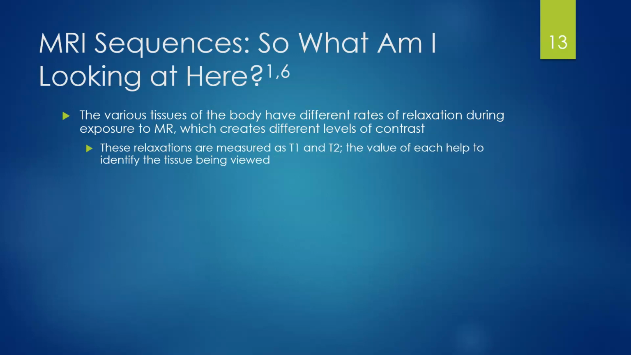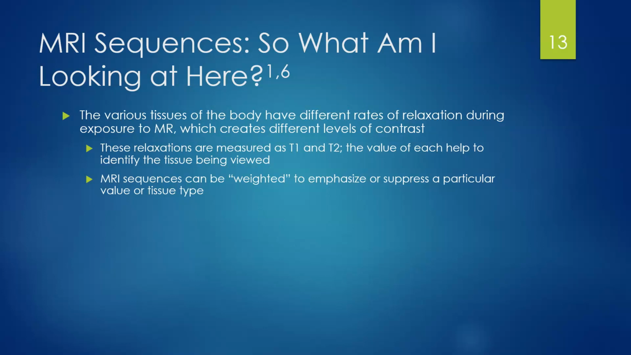We label these rates of relaxation with numbers and symbols, and these are typically referred to as T1 and T2. And each tissue has different characteristics within these relaxation periods, and this once again allows us to identify the type of tissue that we're looking at as we're looking at these scans. We can even further manipulate these relaxations to essentially weight them, so that we can emphasize a certain tissue or suppress a tissue as we're looking at a particular type of thing.